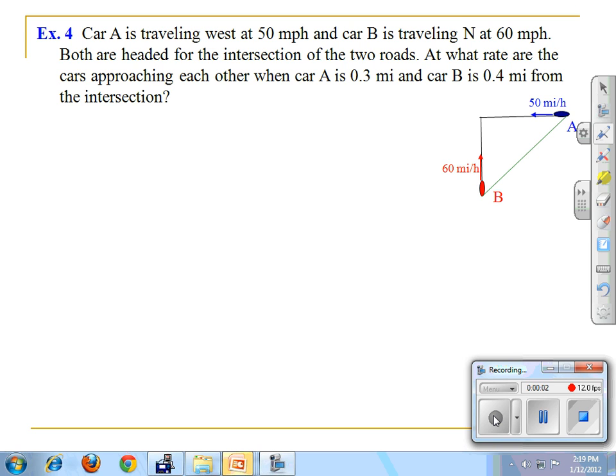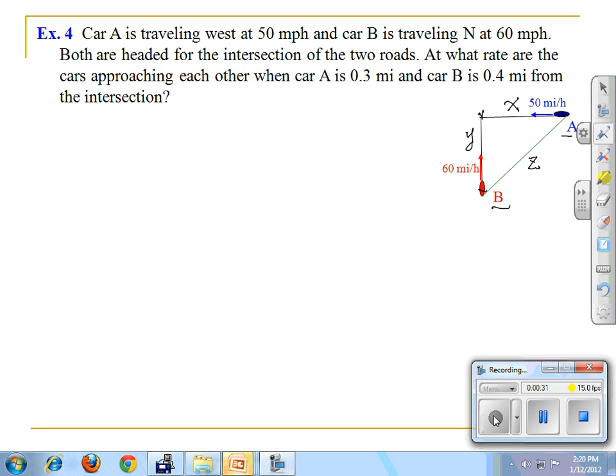So let's name the variables first. In this problem, there are three things that are varying. First, the distance from car A to the intersection is decreasing, so we name it X. The second thing, the distance from car B to the intersection, is decreasing, so we name it Y. And the last, the distance between car A and car B is changing, so we name it Z. So actually three variables this time.